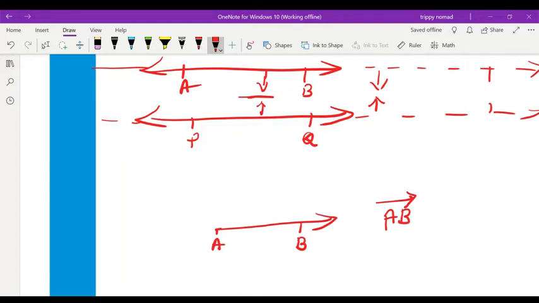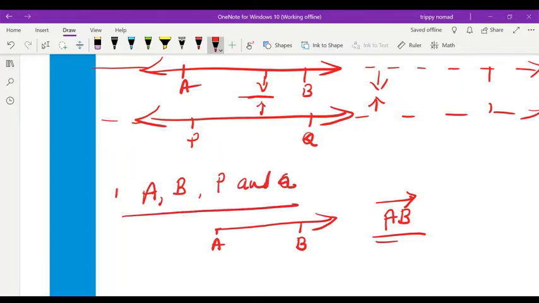In which direction it will be extended, that side you will put an arrow. Okay, so this is the way to represent a point. If you have to write point AB, you will write A, B, P, Q, P and Q, like that.